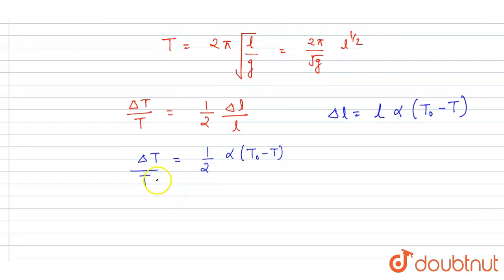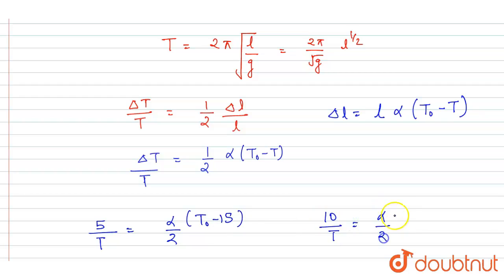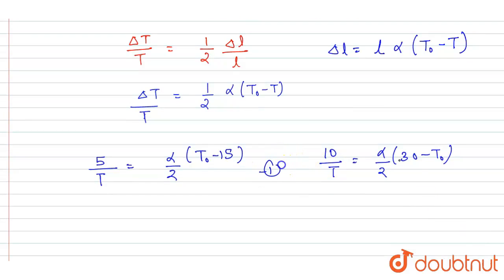So I will write here, it is 5 seconds, it is gaining time at temperature 15 degrees Celsius. So the temperature is less than T naught, so I will write alpha by 2 times T naught minus 15. And it lost time at 30, so it means that it is more than T naught, so I will write 30 minus T naught. Now you can divide the two to get the value of T naught, and if you put that T naught in any of the two equations, you'll get the alpha, right?